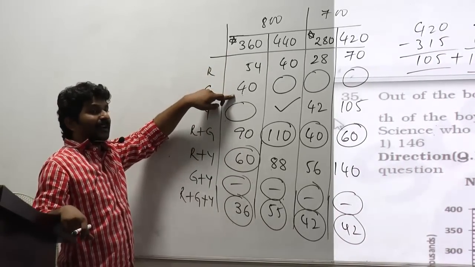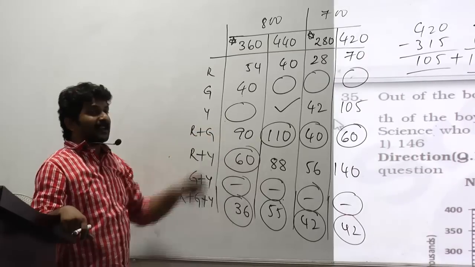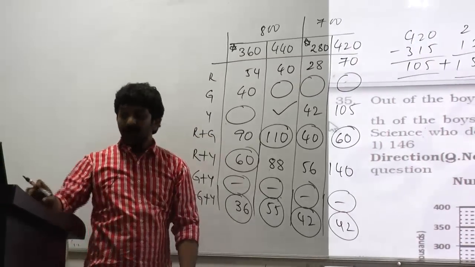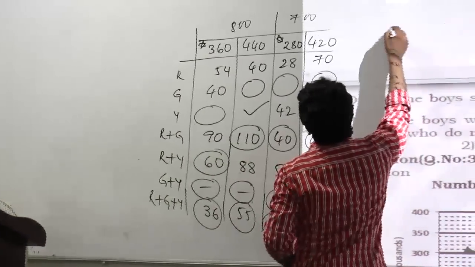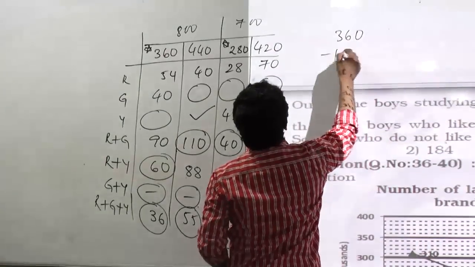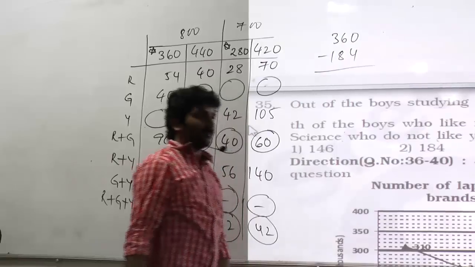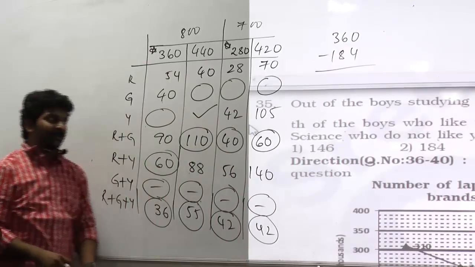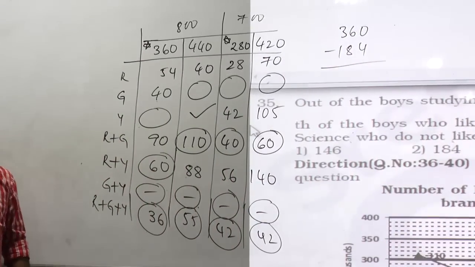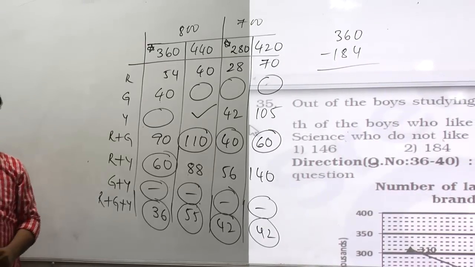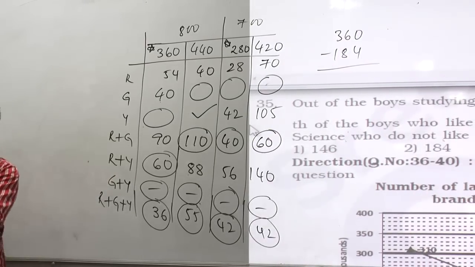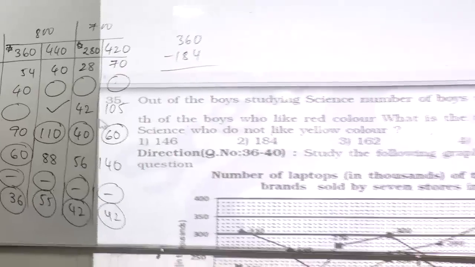54 plus 40, 94. 94 plus 90, 184. So you need to subtract 184 from 360. How much is that? 176. 176. Right? Next.